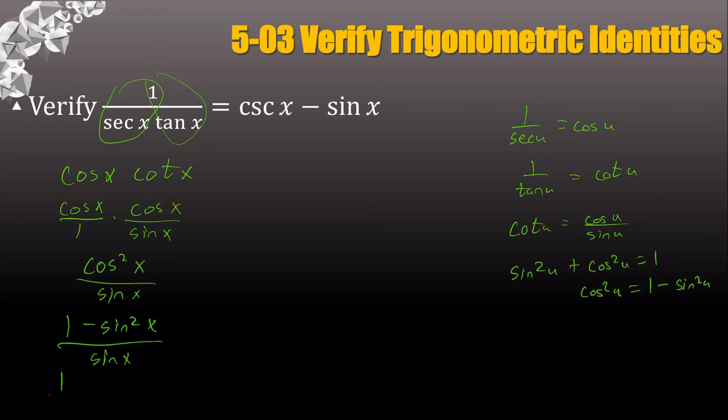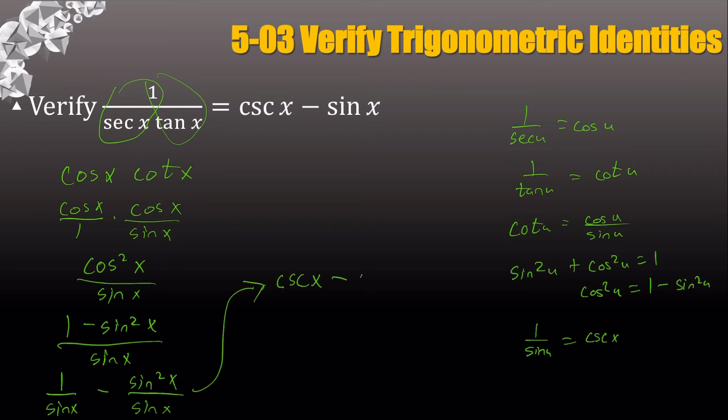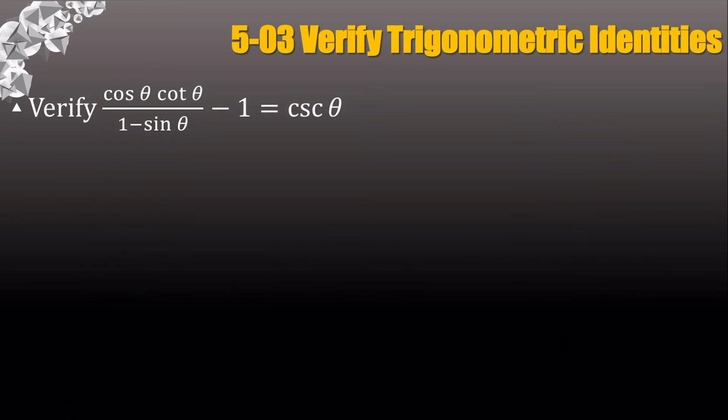I could split that into 1 over sine and sine squared over sine. I know 1 over sine is cosecant, and sine squared over sine is simply sine. And look at that. That's the other side. That's what we're trying to get. So see, when we verify, you pick one side and you turn it into the other side. Let's try one more. The left side this time is definitely the more complicated.